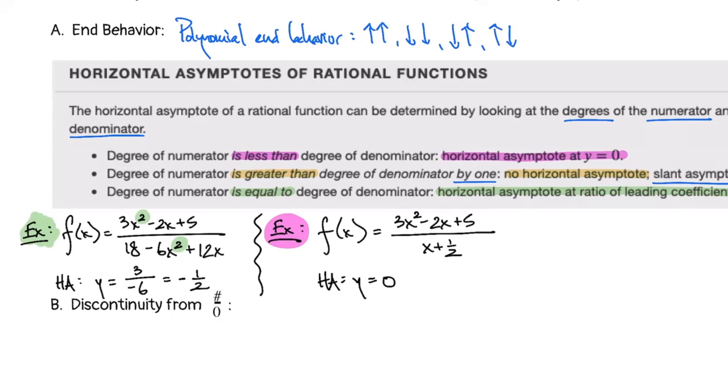Okay, so if we look at this for a moment, I think we would agree the degree of the numerator is 2, right? We said that earlier, that the degree of 3x squared minus 2x plus 5 is 2. What degree could the denominator be to make the pink case be true?